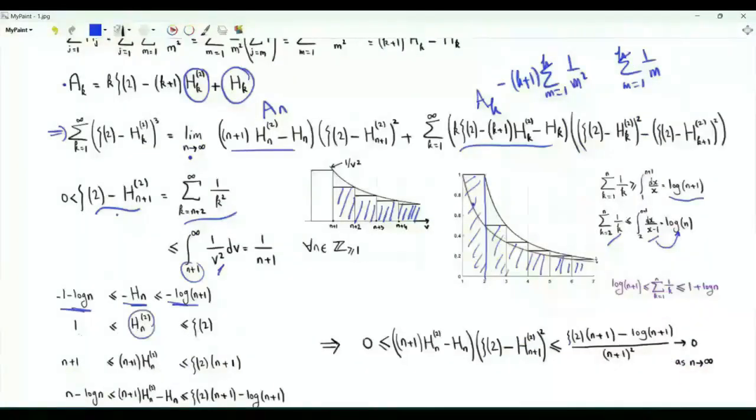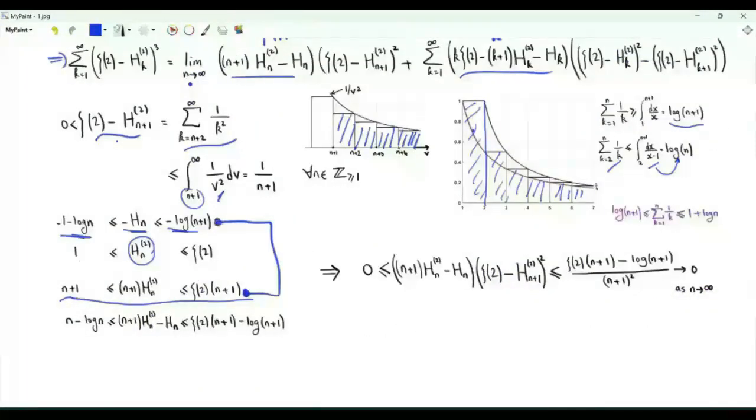This generalized harmonic number is between 1 and zeta of 2. Multiply all sides by n plus 1. Add these inequalities. We get that this bracket is lower bounded by n minus log n and is upper bounded by zeta of 2 times n plus 1 minus log of n plus 1. This is multiplied by the square of this bracket. This is the product of the upper bounds on this non-negative quantity. The upper bound tends to 0 as n tends to infinity.